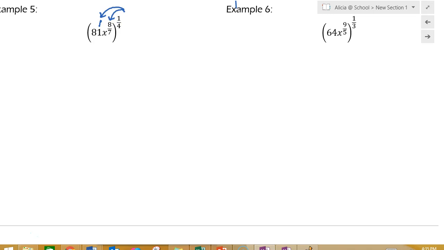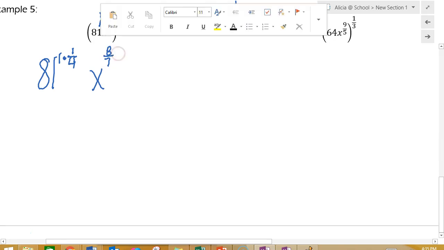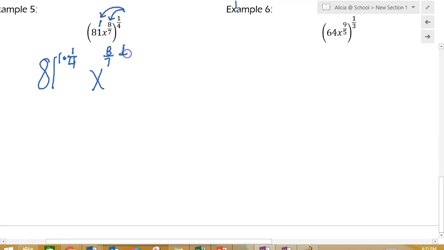So for this first one, I'm going to bring down my first base of 81. Its exponent is a 1. And I have to multiply that by 1/4. Remember, when that exponent's on the outside, you multiply those exponents. Bring down my next base, which is an x. I have 8/7. Again, multiply that by 1/4. Now then I'm going to go ahead and simplify, and don't forget to write my answer in radical form.